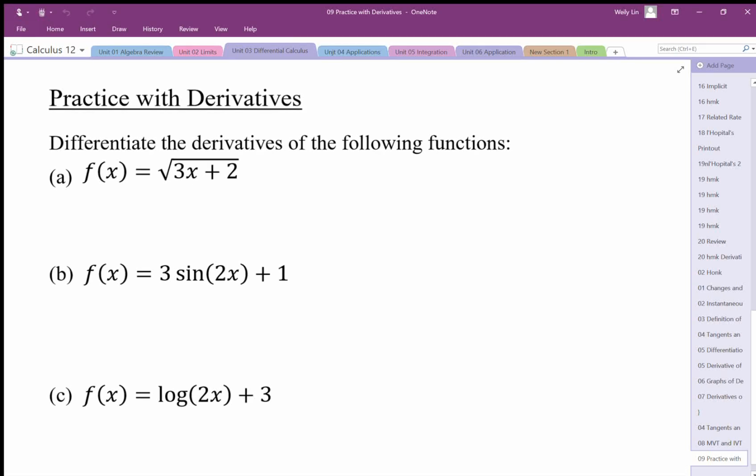So what we're going to do is we're just going to practice with some derivatives here. So looking at these derivatives, we want to look at what type of rule we're going to use here. So the first one, we're looking at the power rule here.